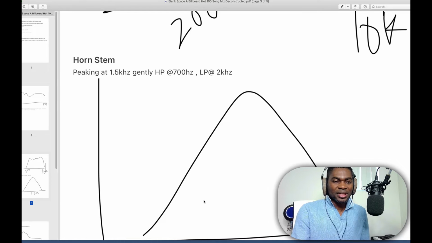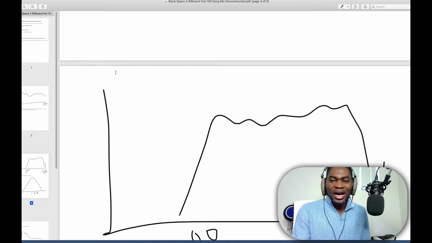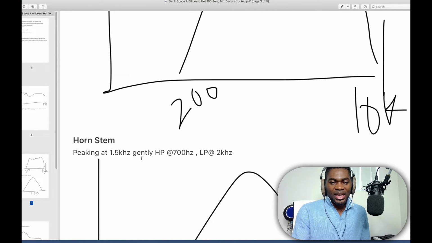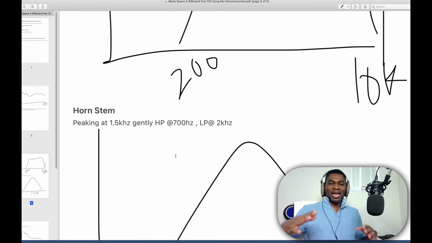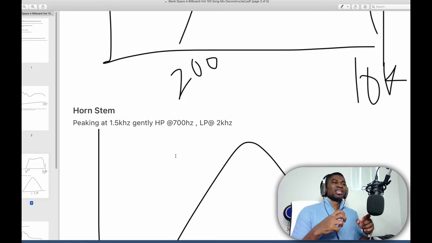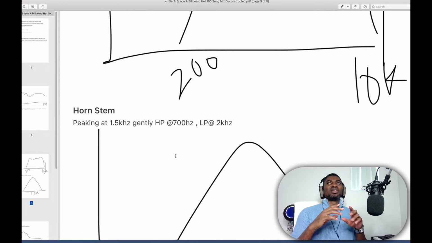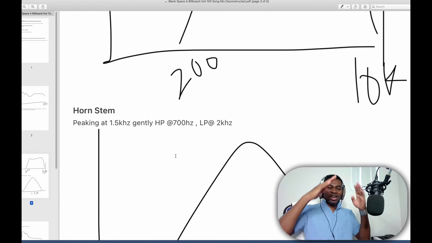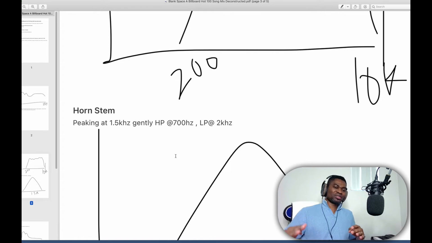Or you can just go get the song, drag the song, put it into your DAW. You see everything I'm talking about. The horn stems, they are peaking at 1.5K. That's the reason why it dipped the vocal around 1.5K. And it's like a band pass between 700 and 2K. So the horn section has a larger frequency width, but for some reason it aggressively cuts everything from 2K.